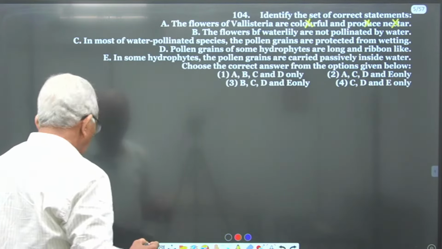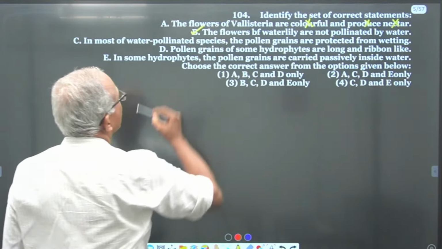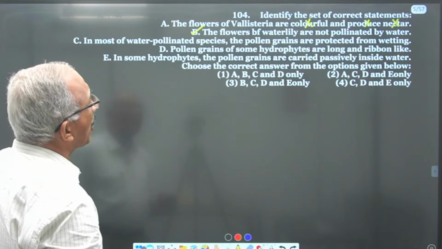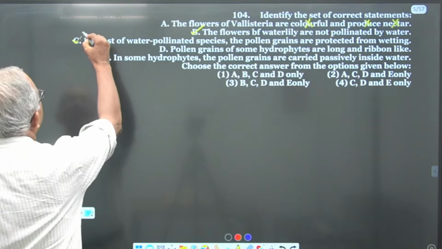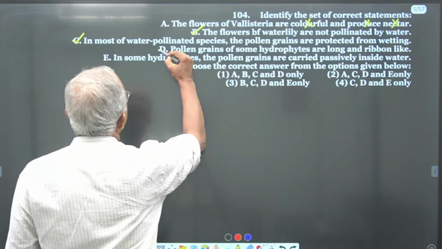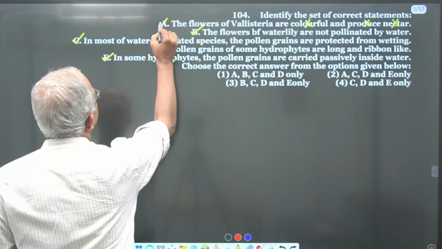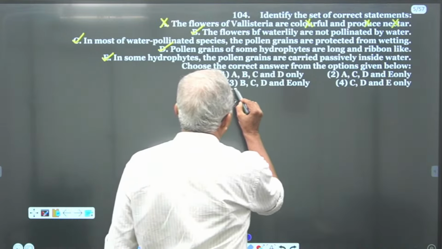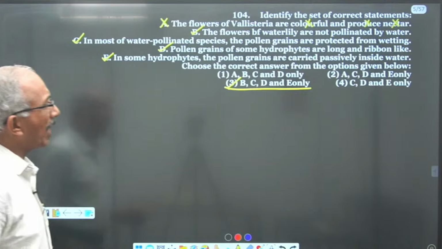B is correct. Flowers of water lily are not pollinated by water. C is correct. D is correct. E is correct. The only statement wrong is statement A. So the answer is 3. B, C, D only. They are correct.